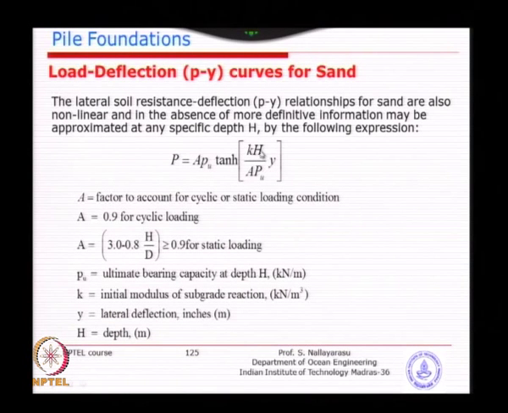This h is the depth at which you are looking for the load displacement relationship, and then A is a coefficient which we will discuss just now, basically the coefficient to adjust for static and dynamic loading. So, it is 0.9 for cyclic loading, and for static loading it is calculated based on the depth to diameter ratio, 3 minus 0.8. Of course, it has to be greater than 0.9, and if it is cyclic loading it is limited to 0.9 only. And k is the modulus of subgrade reaction, which is what we were discussing in the previous class, various values of modulus of subgrade reaction.